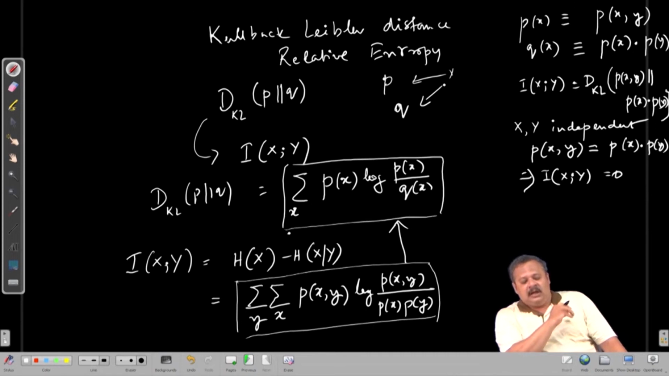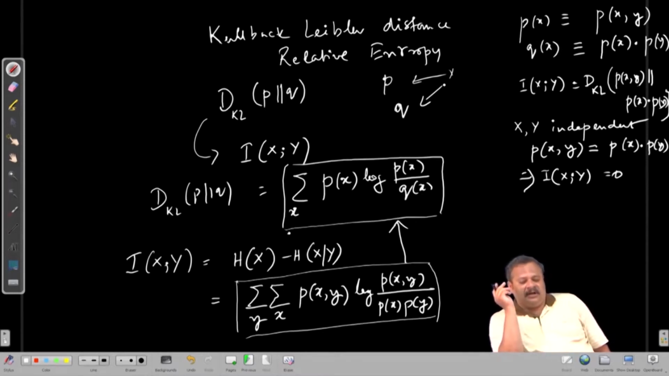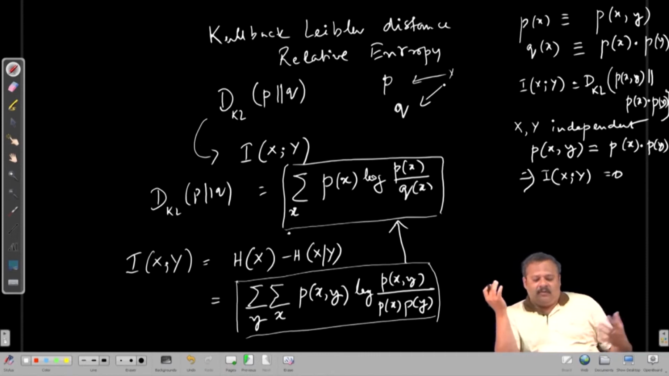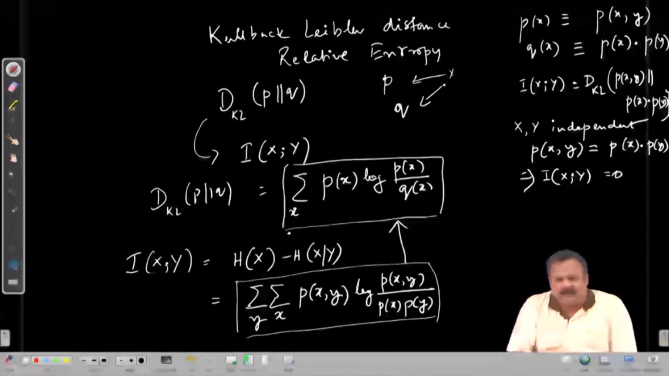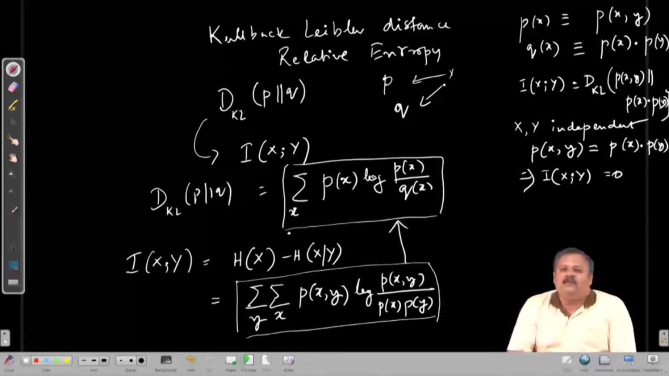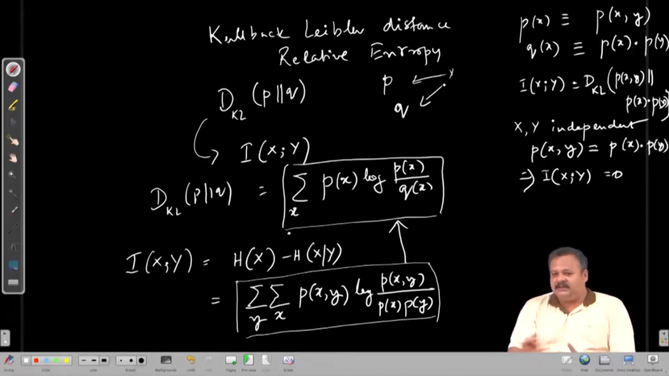In other words, the mutual information is the distance between the joint distribution and what the joint distribution would have been had the two random variables been independent of each other. So, had they been independent, then the joint distribution p of x y should have been p of x times p of y. However, the observed joint distribution p of x comma y is whatever we are looking at, and the KL distance between them is the quantification of dependence between x and y, that is the distance from independence.